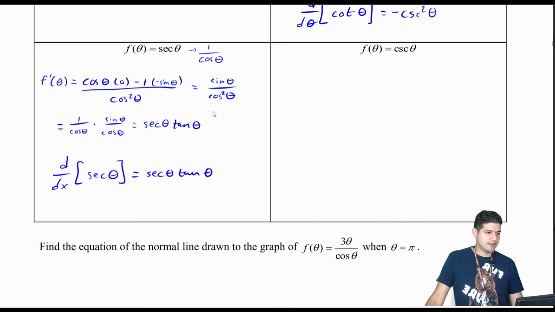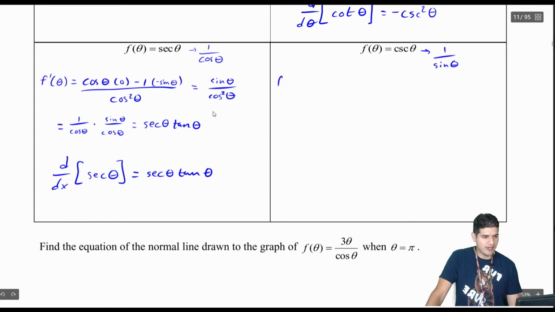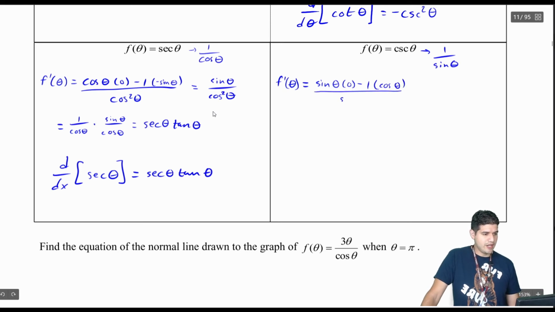We're going to do it in a very similar way. We're going to finish this one out, and that's 1 over sine theta for cosecant. If I want to find that derivative, f prime of theta, that's going to be sine of theta times 0 minus 1 times the derivative of sine of theta, which is cosine of theta, and square that denominator, so sine squared theta.